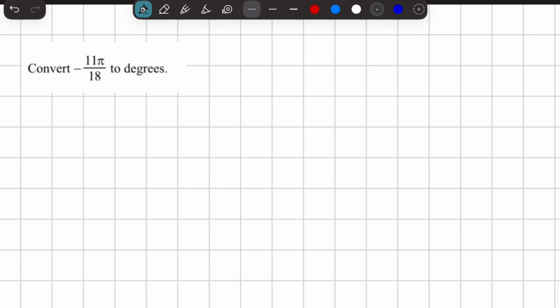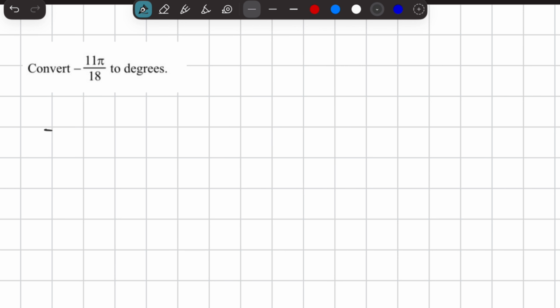Okay, so we're going to be converting radians to degrees. So to do this, you get your negative 11 pi over 18. And for these, you want to have your degrees on top and your radians on bottom, because realistically, the radians are going to cancel out. But anyways, this is going to cancel out, this is going to cancel out, and it's just going to be 10. This can be canceled out and be 1.